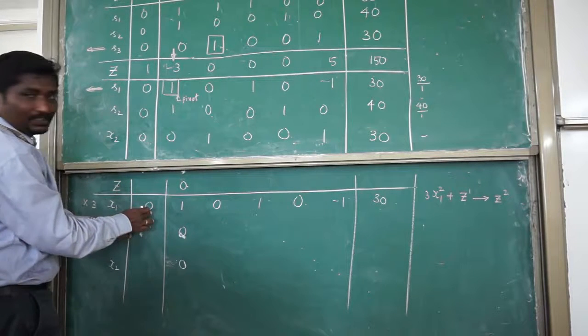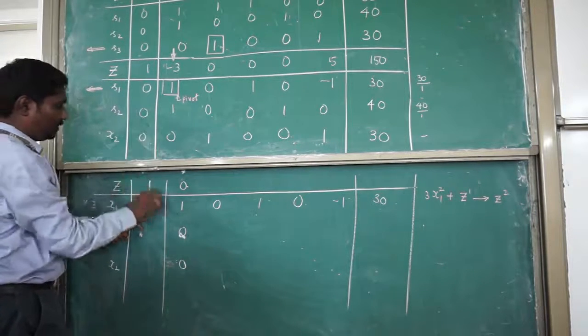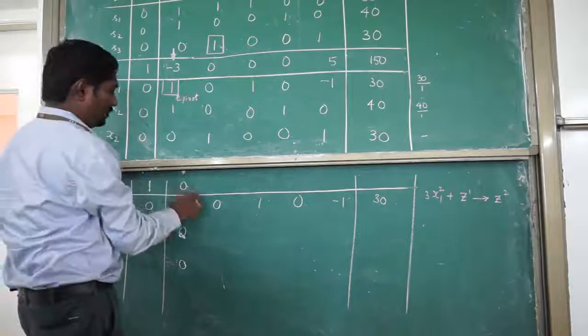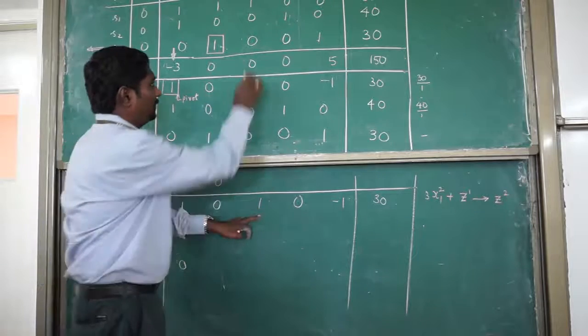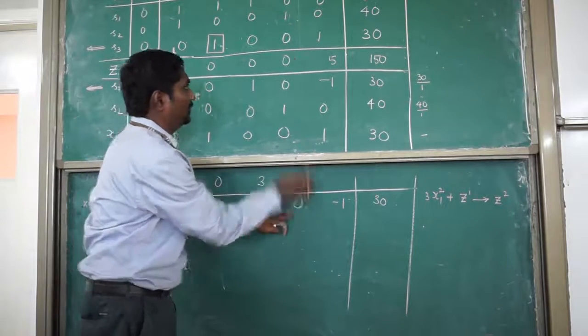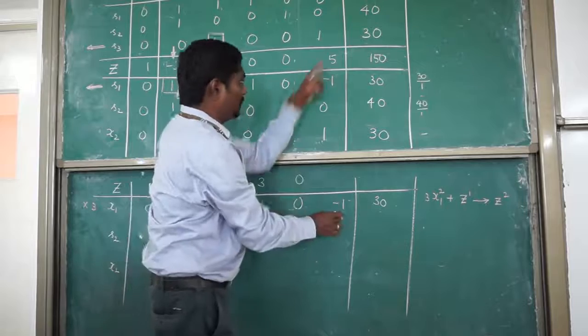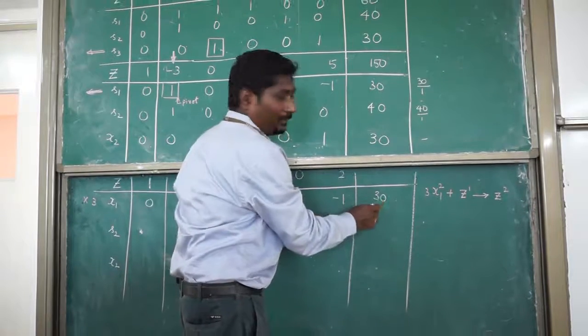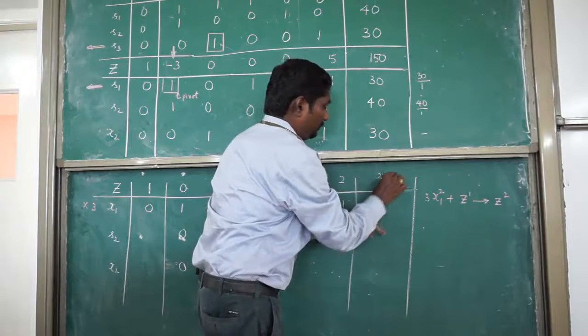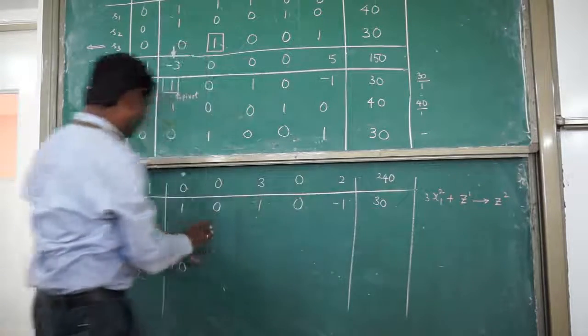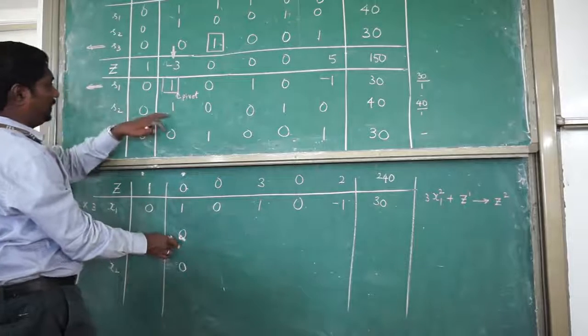If you multiply this by 3, you get 0, 0 plus 1 is 1. Multiply this by 3, add to this, you get 0. Multiply this by 3, plus 0 is 0. Multiply this by 3, you get 3, 3 plus 0 is 3. Multiply this by 3, add to this, you get 2. Multiply this by 3, you get 90, add to this, you get 240. Now we have to make this as 0.